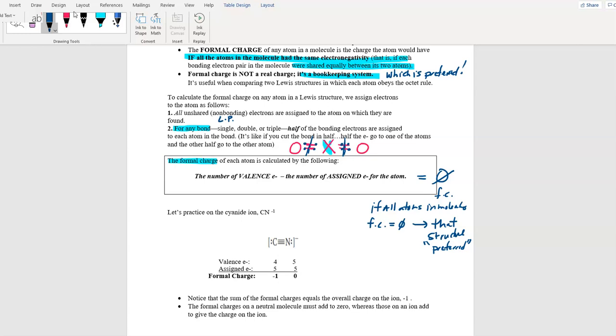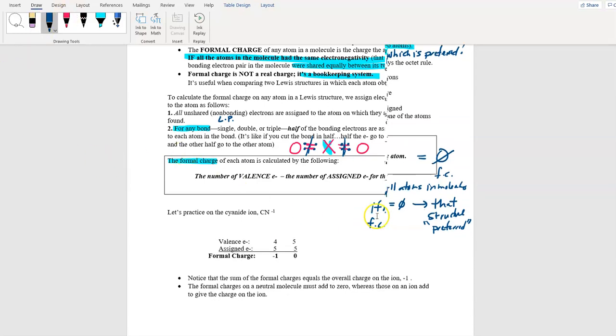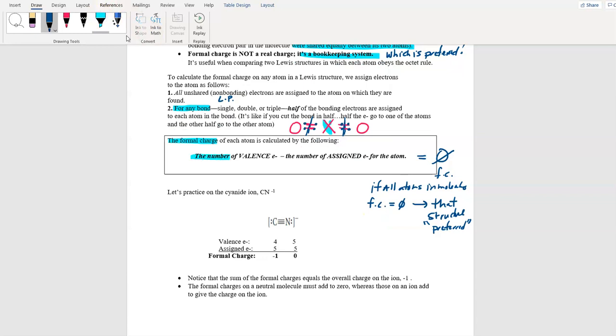So let's take cyanide. Okay? There is no other way to draw cyanide besides that. Because you're probably looking at it as like, how am I going to move triple bonds around when there's no other atoms to move them around to? It's not. But I chose cyanide because I want you to see how the math works. So this is the magic equation right there. Formal charge equals the valence minus assigned.